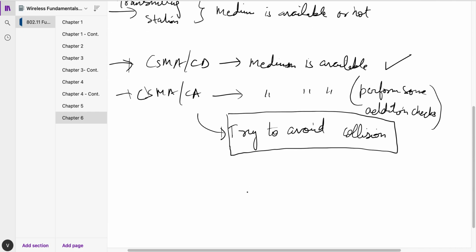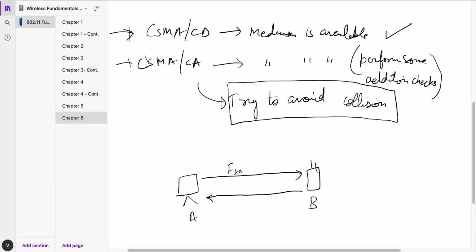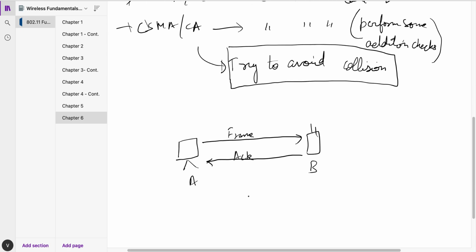A quick example would be, if you don't know, that most of the unicast frames in the Wi-Fi world are acknowledged. Okay. If I am sending a frame from the client to the AP, there has to be an acknowledgement coming back from the AP to the client, letting the client know that, okay, I received your traffic. If any data is sent, there has to be an acknowledgement letting the client know that I have received your frame.